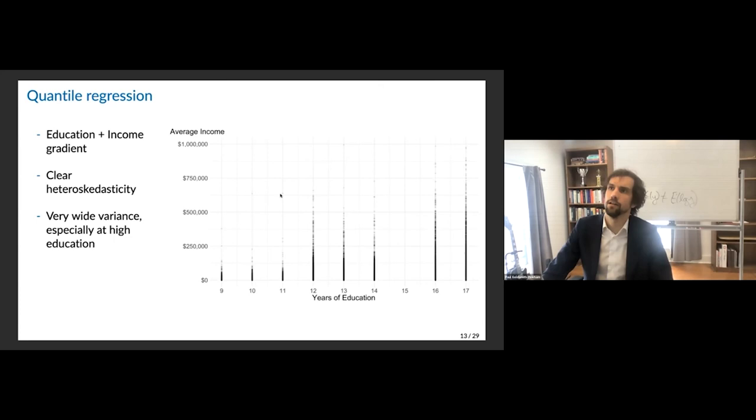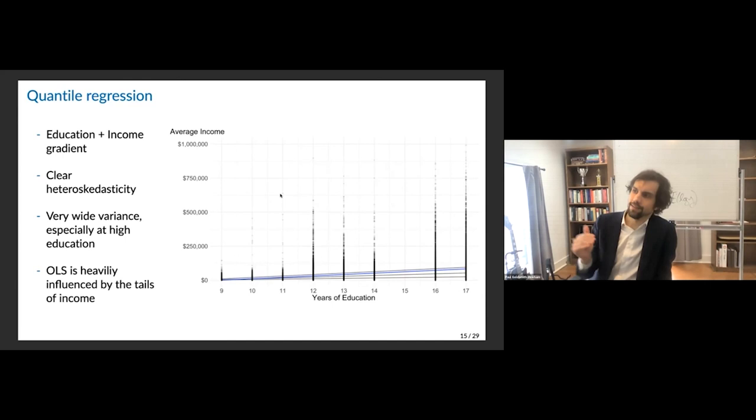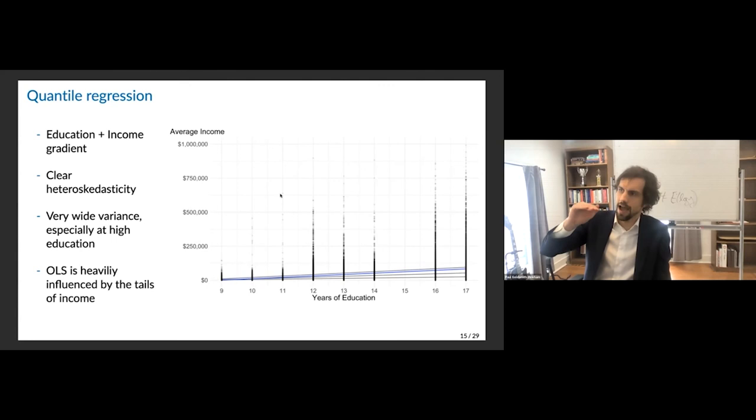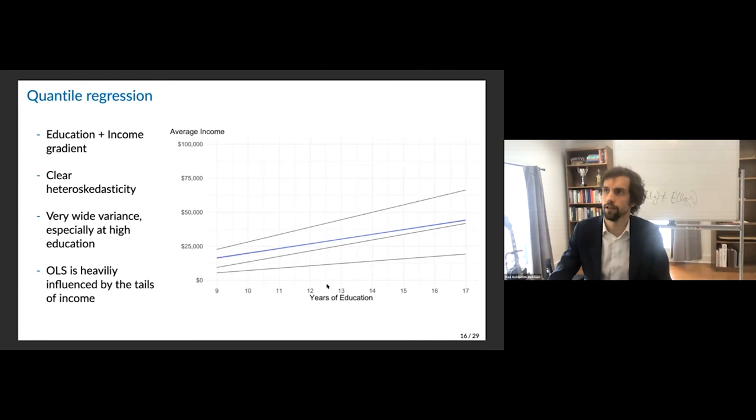And so an interesting aspect of this is if you ran OLS, that's what this blue line is, you get a very clear positive gradient. But what's notable is that OLS is really influenced by these tails of the income. So I'm plotting here, I'm going to zoom in in just a second, the blue line is OLS, and then I have the 75th, the median, and the 25th percentile quantile regression lines. So here it is zoomed back in at $100,000. You can notice it's not just that it's skewed on the right, right?